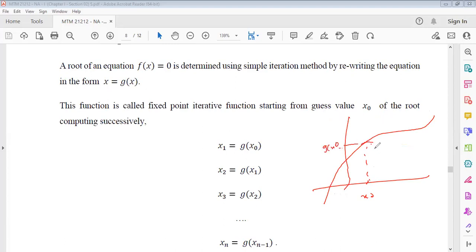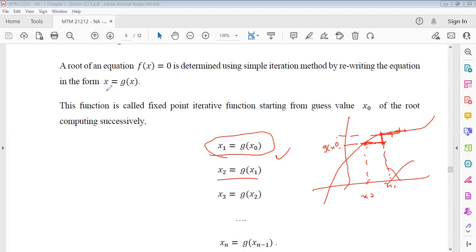Here also I didn't reach it. Then I go for x1, which I equate to g(x naught). x1 is equal to g(x naught). Again, I go for x2, which is equal to g(x1). It is rearranging one by one. I'll show the picture later. Don't worry about it. Just consider this one.